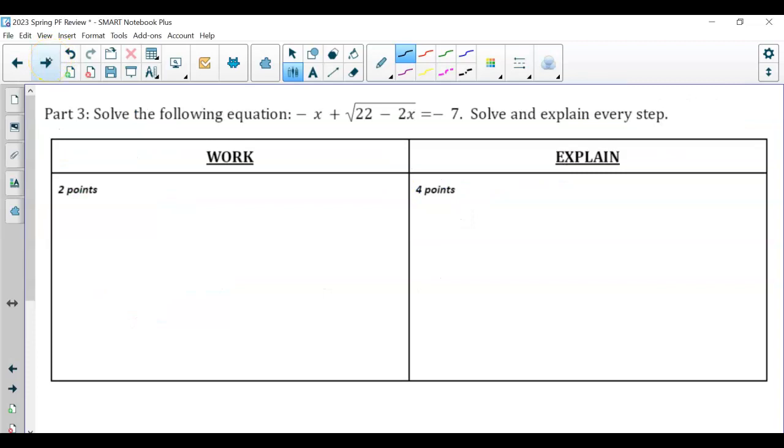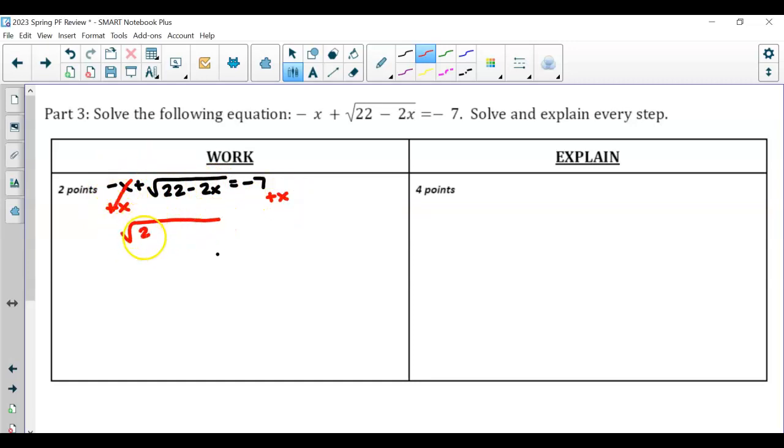So now part 3. We're solving our radical equation here, but then we do need to have an explanation for each step. So I like just going through and solving first. So here I've got negative x plus the square root. Let's write our problem. Now here, notice we need to add x to get the radical by itself. So I'm going to add x to both sides.